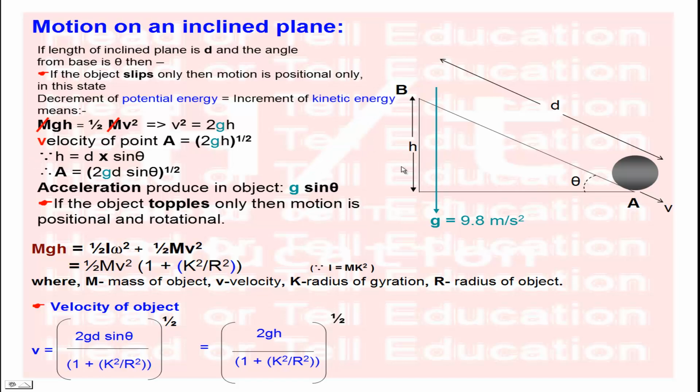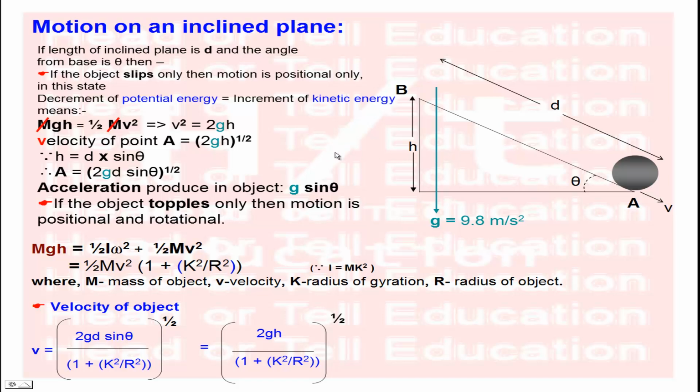Now next, what is the height h? The height h equals d multiplied by sine theta. So h equals d sine theta. This is the height h. So we can replace it, and the velocity at point A equals the square root of 2g d sine theta.